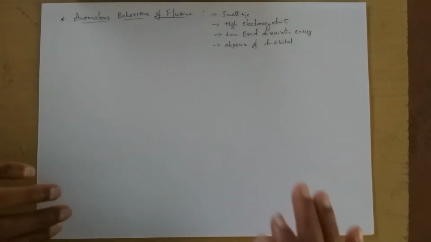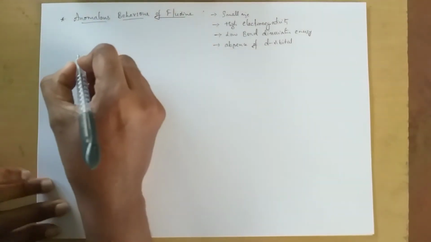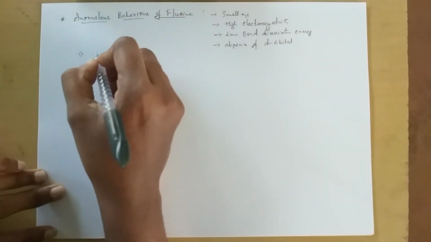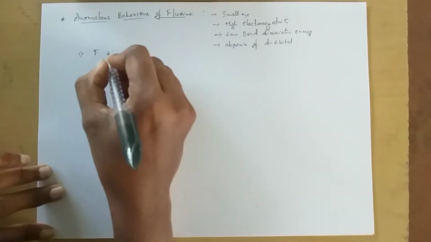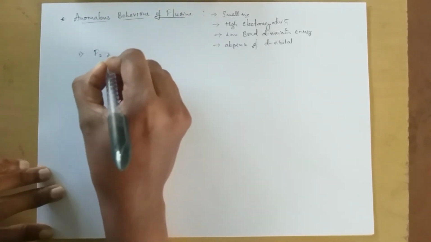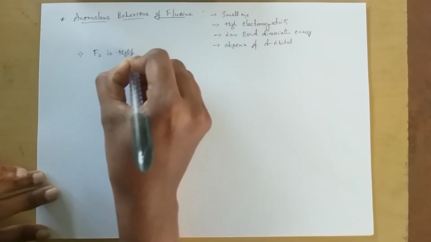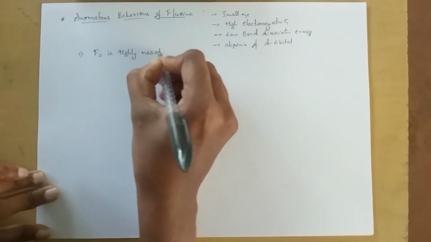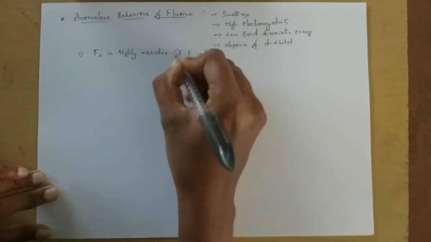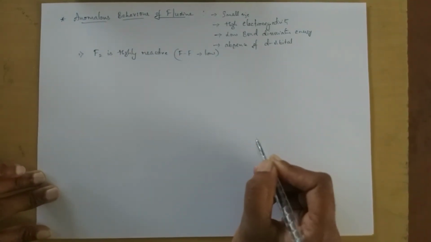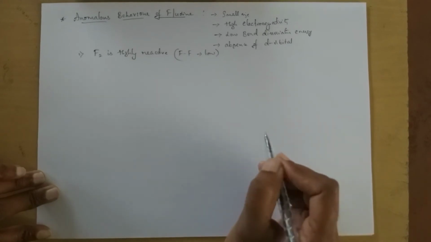So now coming to which are those anomalous properties. First one, fluorine is highly reactive due to its lower bond dissociation energy. Okay, fluorine is highly reactive because its bond dissociation energy is low. So bond dissociation low iradrinda easy agi idu bega highly reactive agirutte.